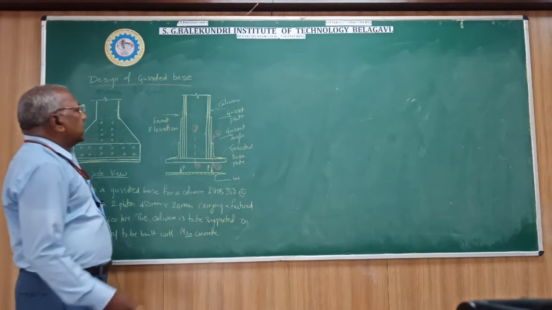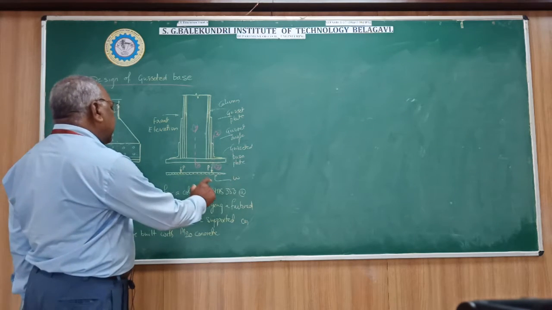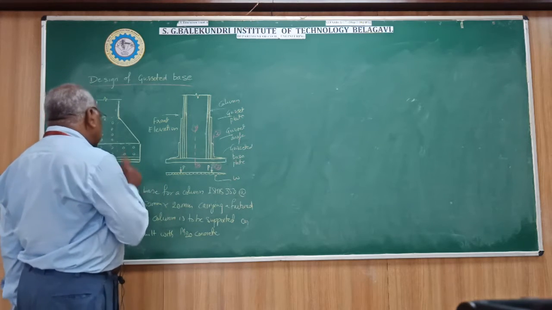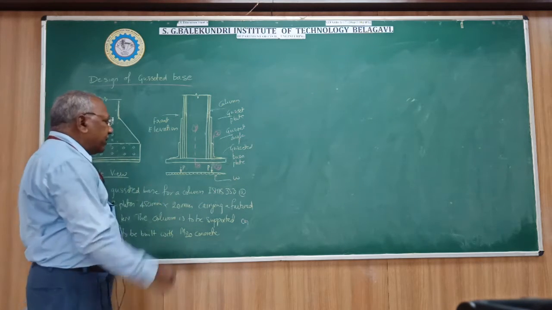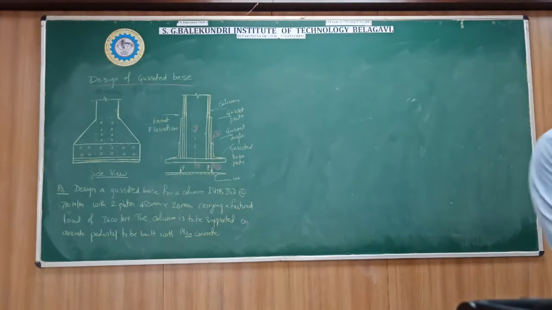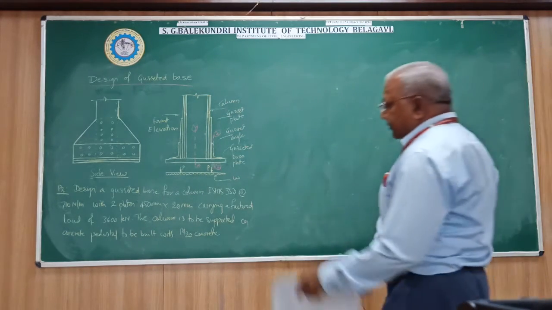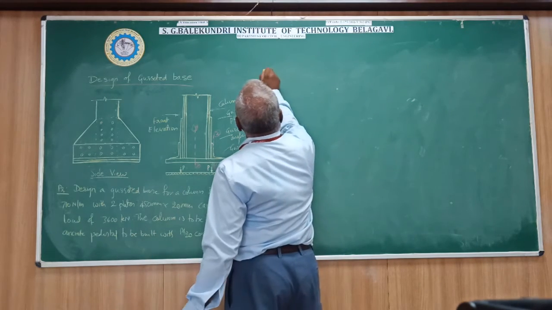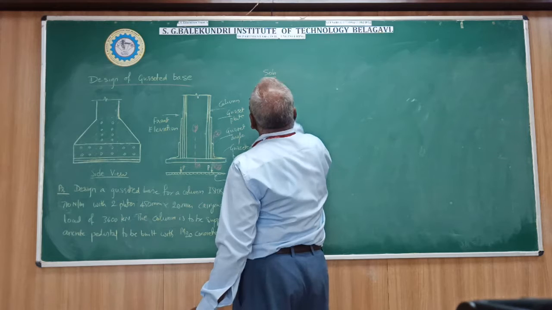So the column is an I-section column ISHP 350 at 710 Newton per meter. It has two cover plates with the flange, 450 mm by 20 mm. So we have to design a gusseted base for this column. Now the procedure and solution of this design.